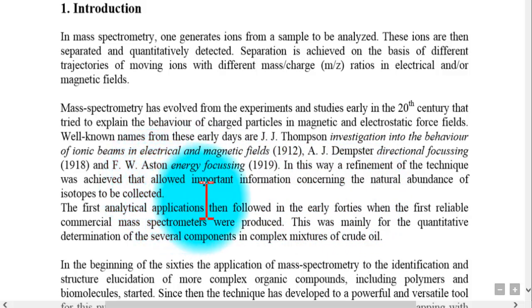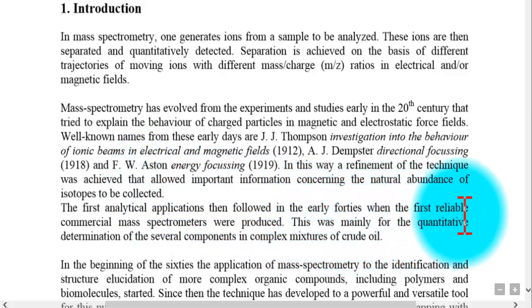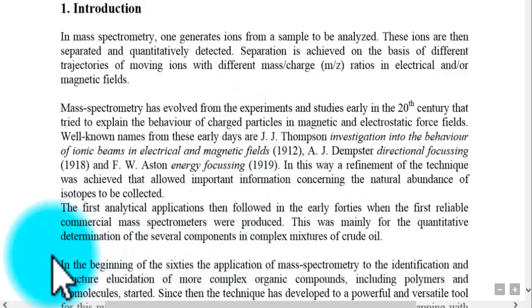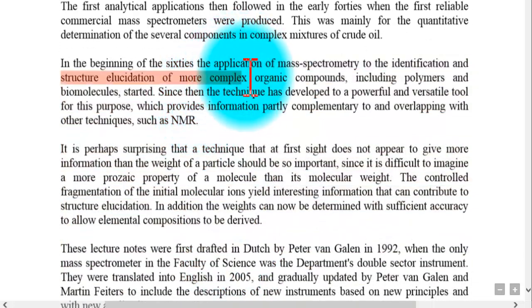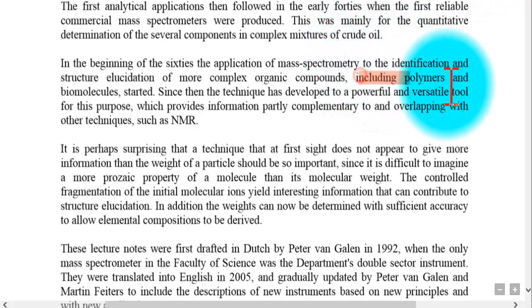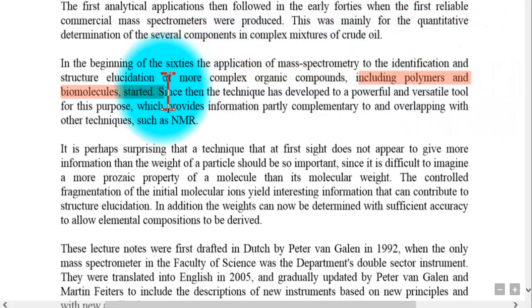be collected. The first analytical application then followed in the early 40s when the first reliable commercial mass spectrometers were produced. This was mainly for the quantitative determination of the several components in complex mixtures of crude oil. In the beginning of the 60s, the application of mass spectrometry to the identification and structure elucidation of more complex organic compounds, including polymers and biomolecules, started.